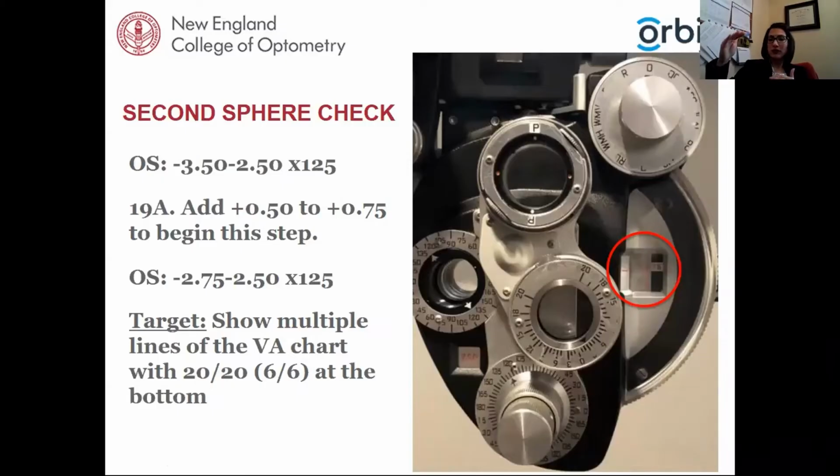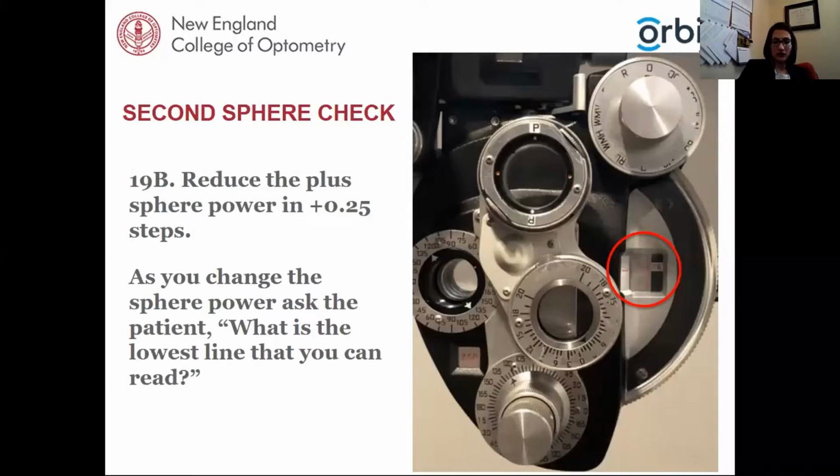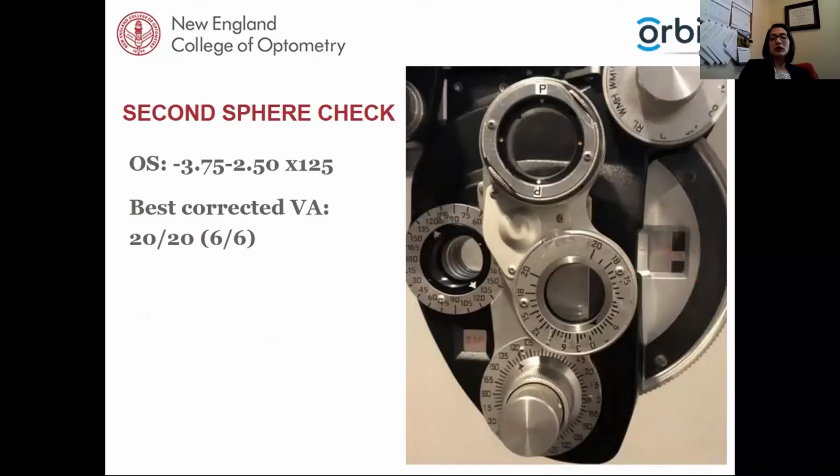And usually you put the 20/20 line on the bottom, and then you ask the patient what is the lowest line that you can read as you reduce the plus power or increase the minus. So you go from maybe 275 to minus 3. What's the lowest line you can read? From minus 3 to minus 325, same thing, what's the lowest line you can read? And once the patient is able to read the 20/20 line, that's your endpoint. So as we changed the sphere by a quarter diopter at a time, in our example, we ended up getting to minus 375, and the patient's able to read 20/20 there, so we would stop.